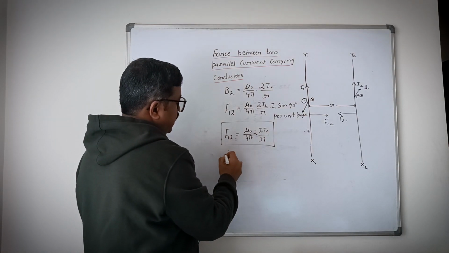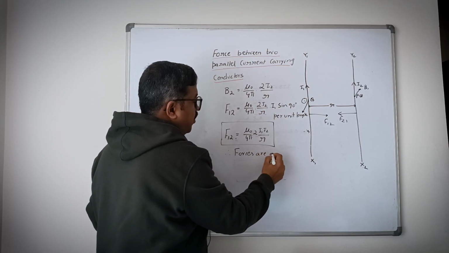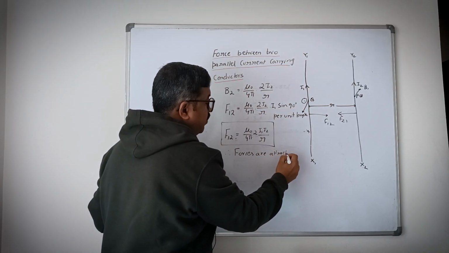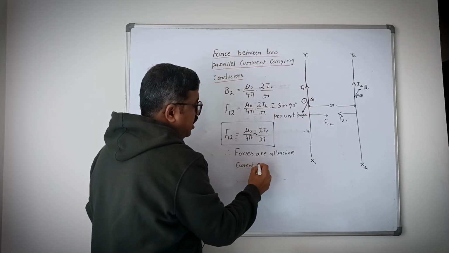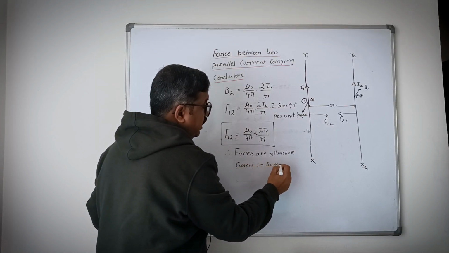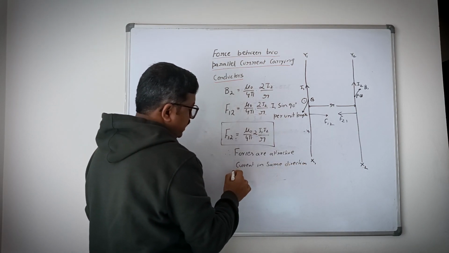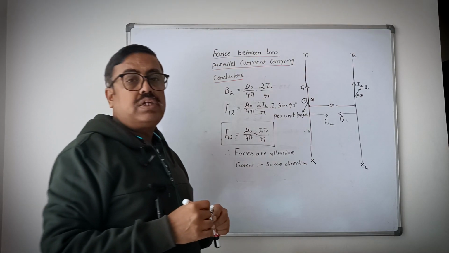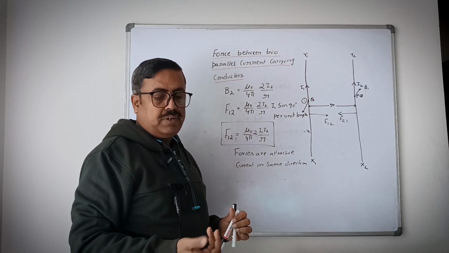Therefore, what we can conclude is that the forces are attractive. What is the condition for forces to be attractive? Current in both wires is in the same direction. From which it also tells us that if current is not in the same direction, then the force between the two wires will be repulsive. All right.